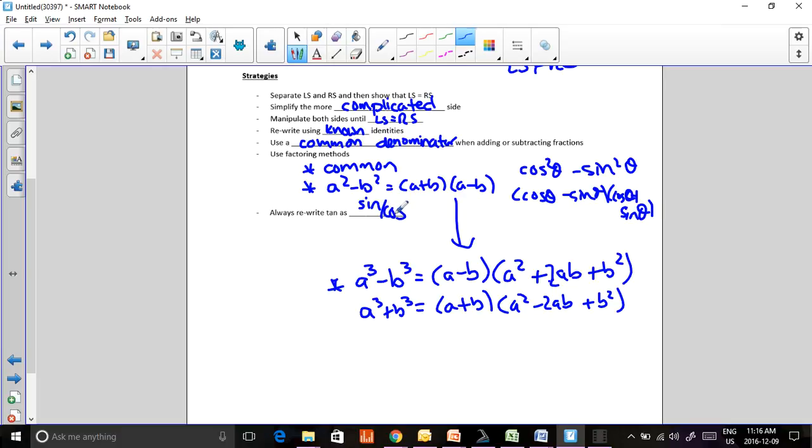All right, and always write tan as sine over cos. All right, so those are the same strategies that we learned in grade 11. They're still useful today. The only new additions are the difference of cubes and the sum of cubes, as well as our compound and double angle formulas.